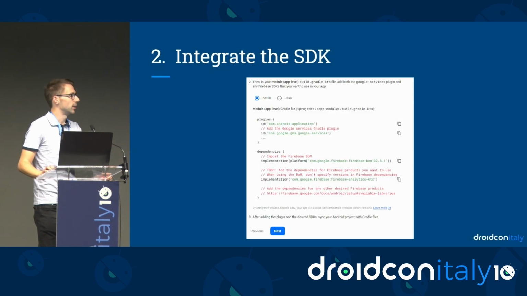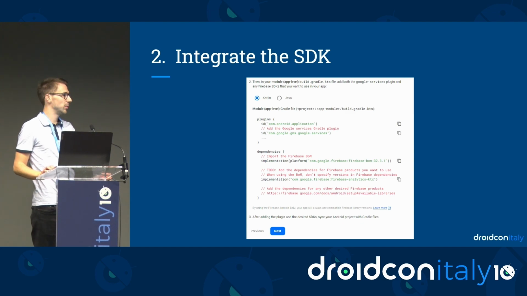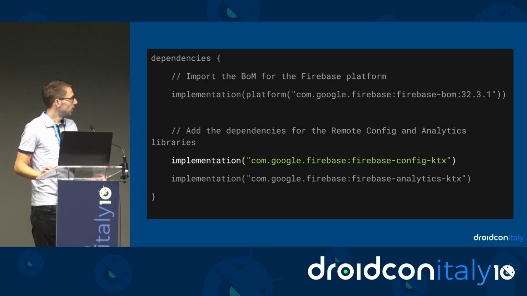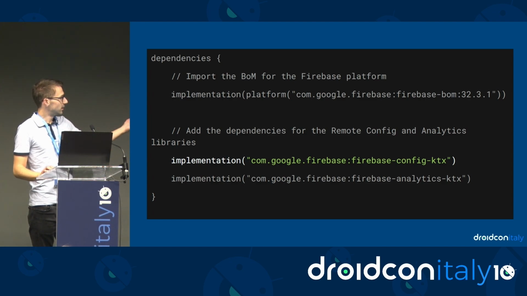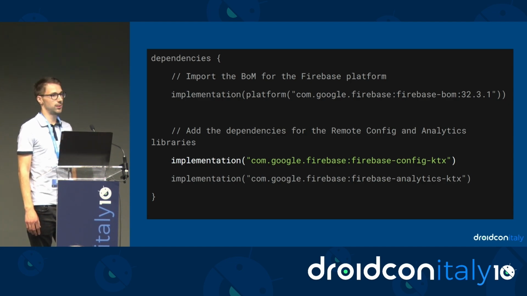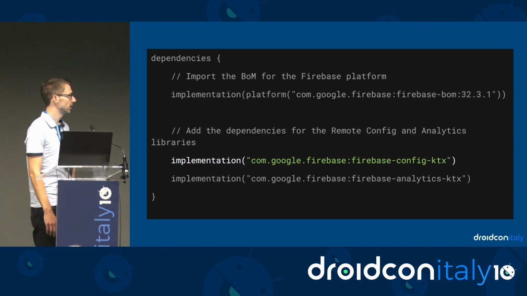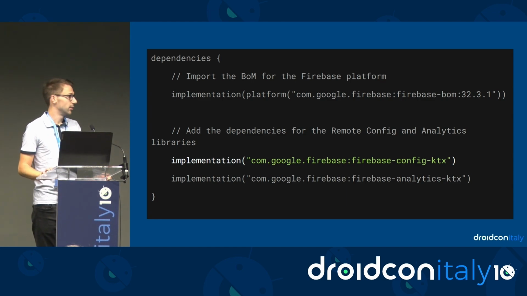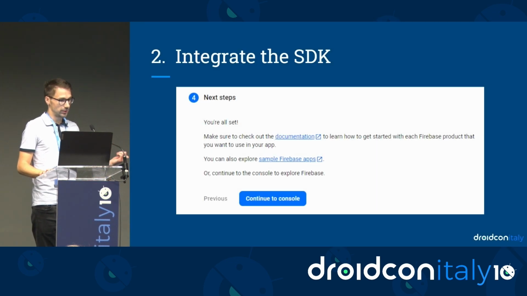After that, you need to add the Firebase specific libraries or dependencies. That would be the Firebase config dependency. So if you're already using Firebase for Crashlytics, then you just need to add this config dependency. And then also, if you want to use A/B testing, you can add Firebase Analytics. Once you have that, you're set up.